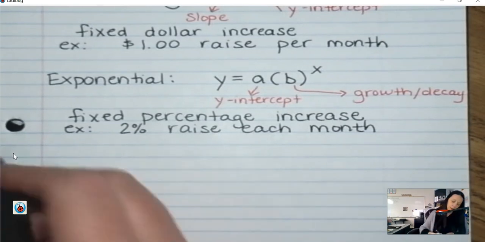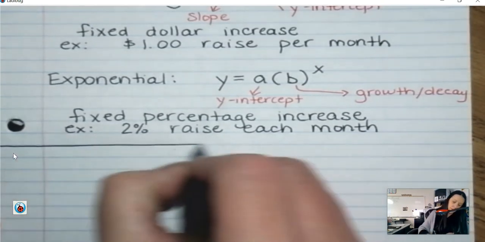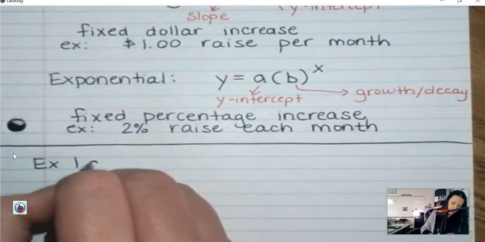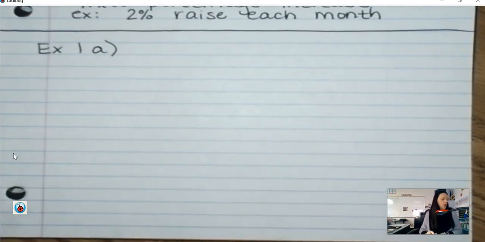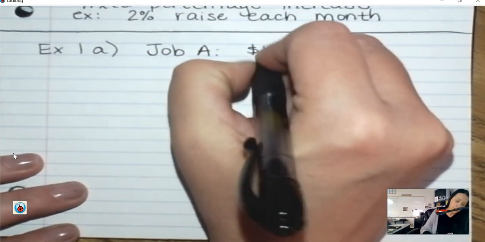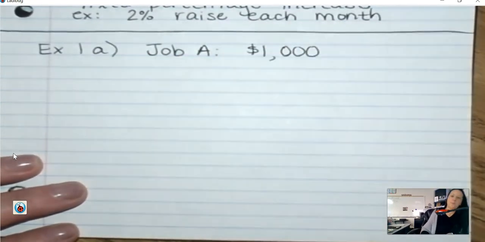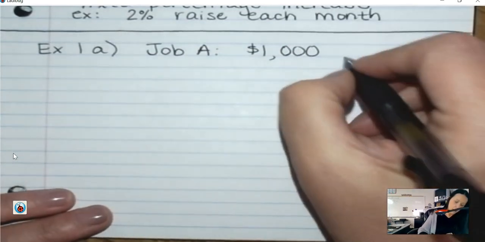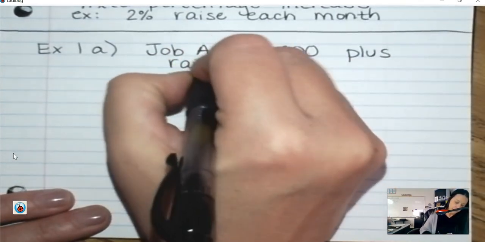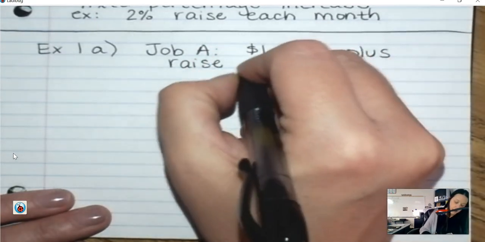Okay, we're going to be comparing 2 different jobs. So example 1, letter A. You have 2 job offers. Job A, the first job, offers you $1,000 for the first month, plus a raise of $100 each month.